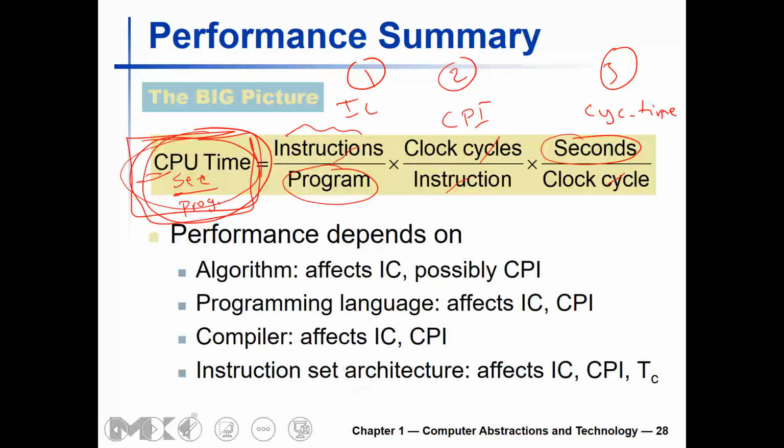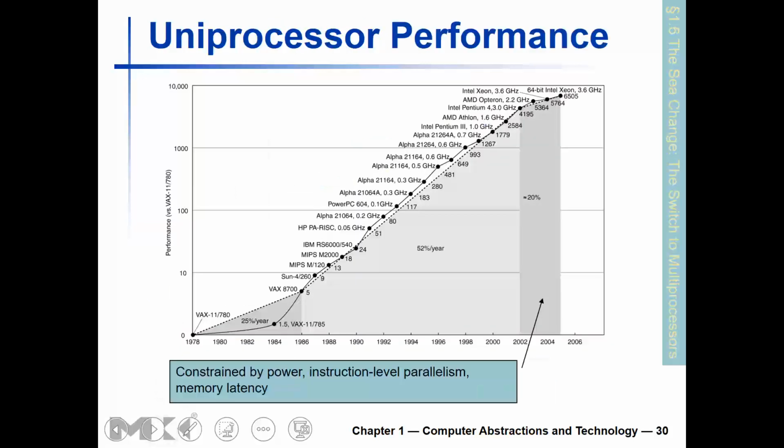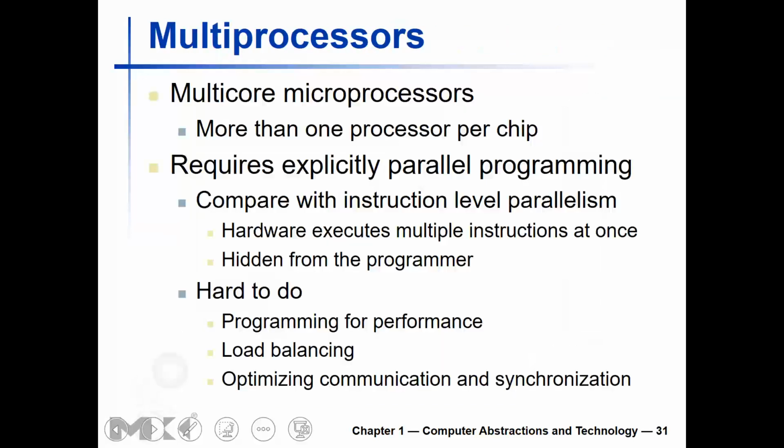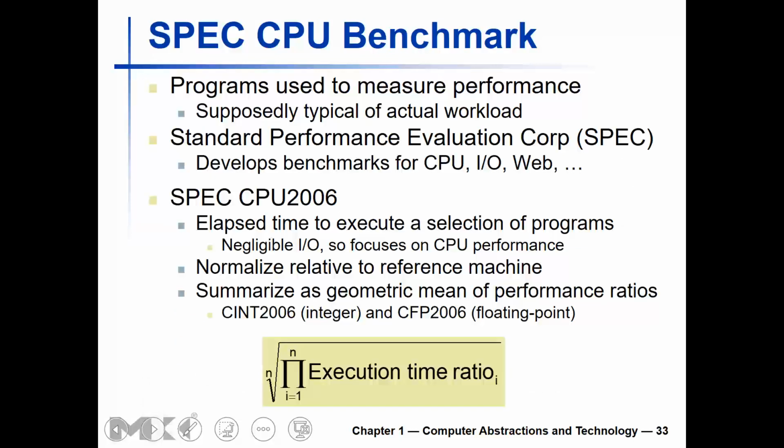Okay, now next. We're going to skip power here, because we covered power in other courses, so I'm not going into greater depth here. And so is the cost of the die.